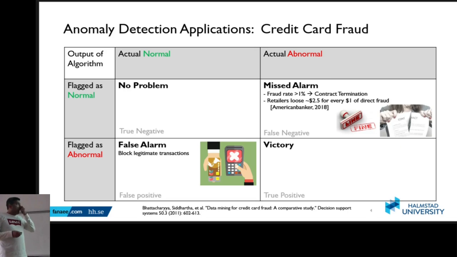Let's see some examples. The most useful application of anomaly detection is in detection of credit card fraud, where if your anomaly detection system misses this kind of transaction, it can lead to contract termination. For instance, for companies like MasterCard and Visa, if a retailer has a fraud rate of over 1%, they revoke the contract with them. Or retailers, for each $1 of direct fraud, might lose $2.5. It's too much, and we don't want to miss any anomalies.